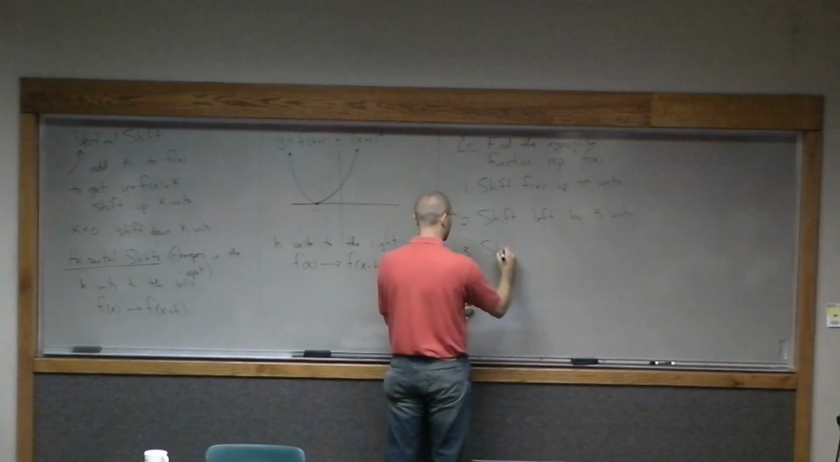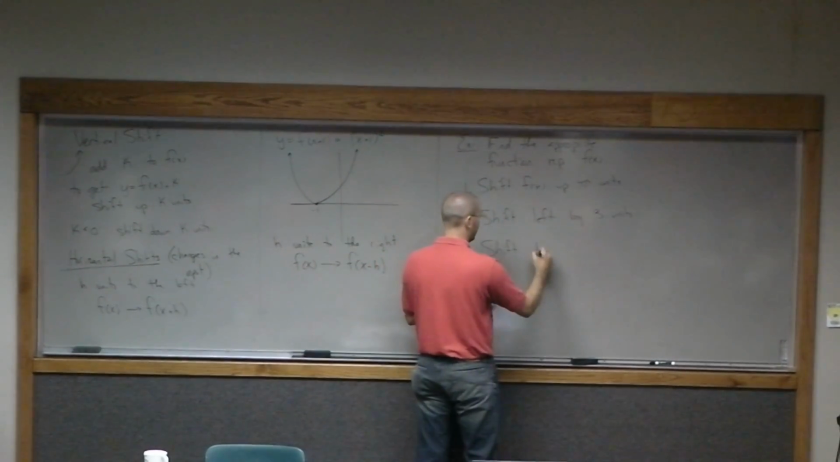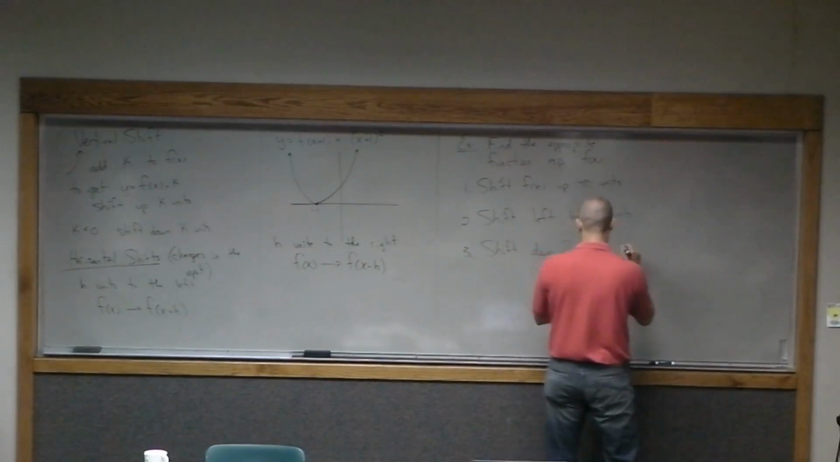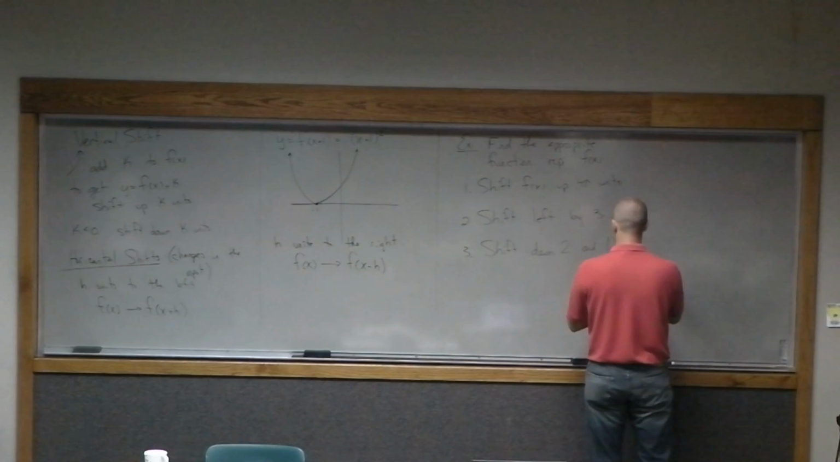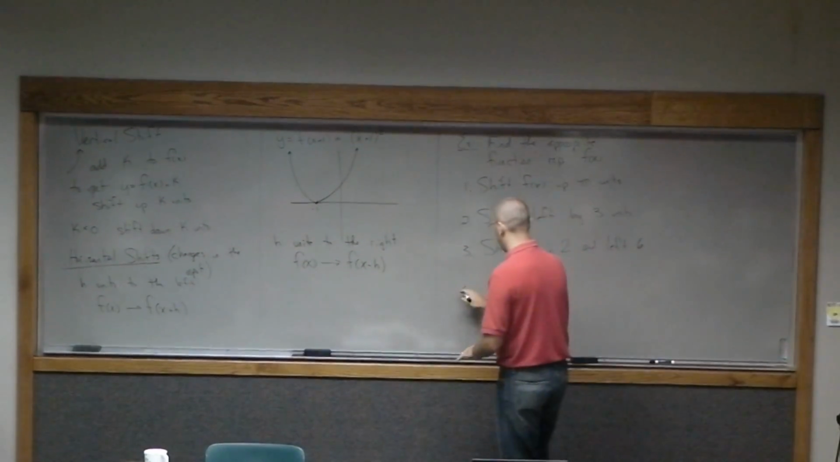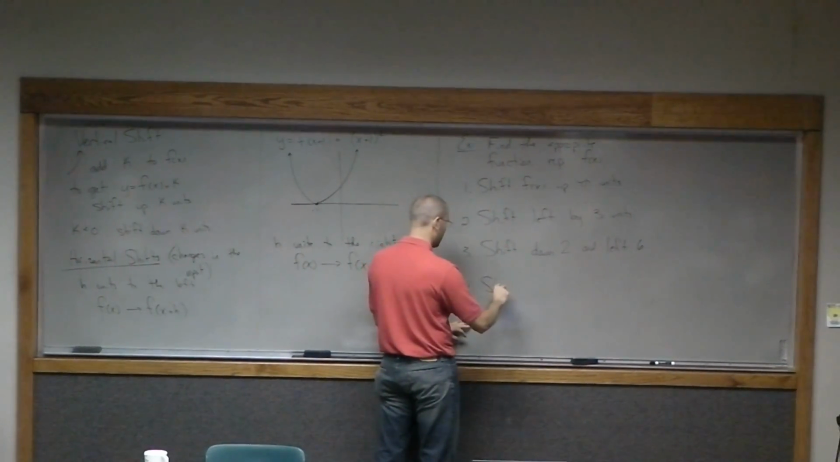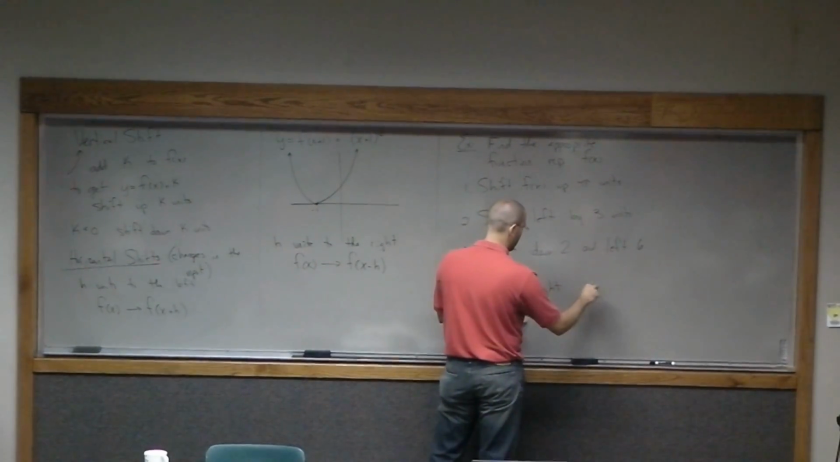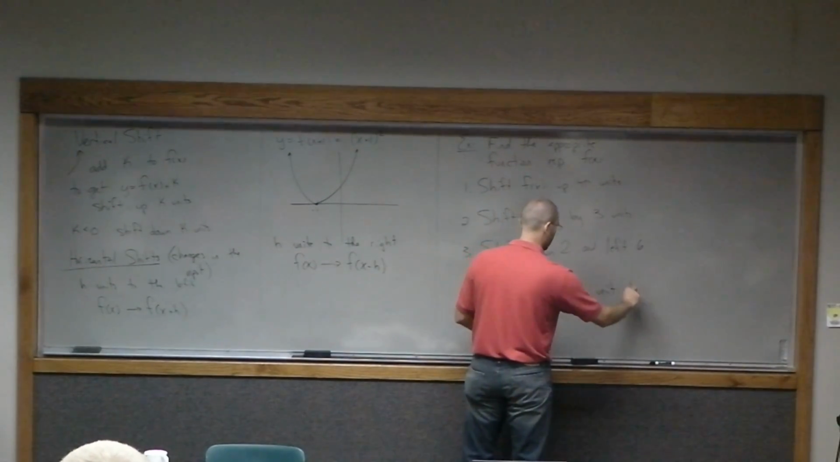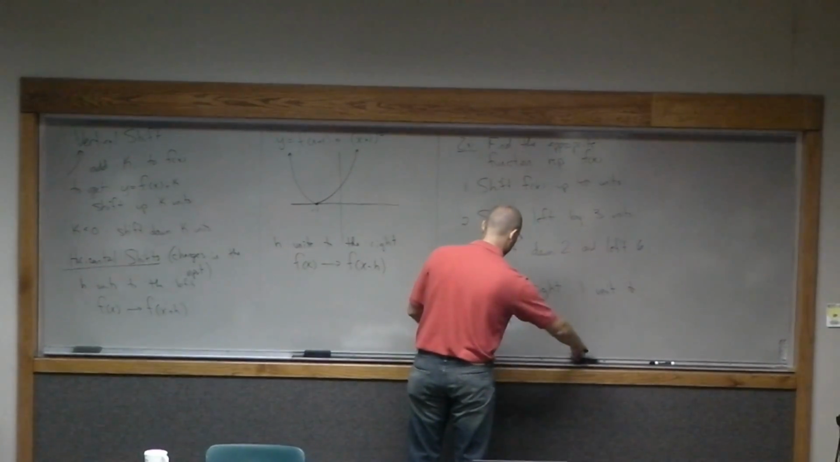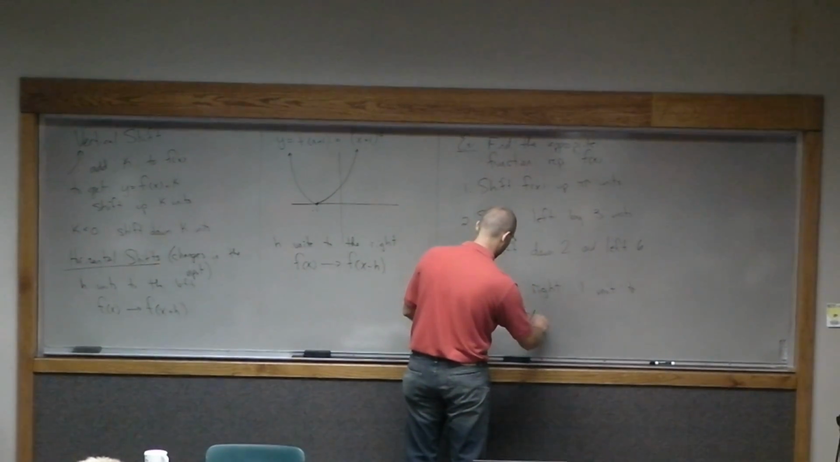Third one, I want to shift down 2 and to the left 6. And then for the fourth one, shift right 1 unit. And up 6 halves. 6 halves would be 3. 6 fifths.